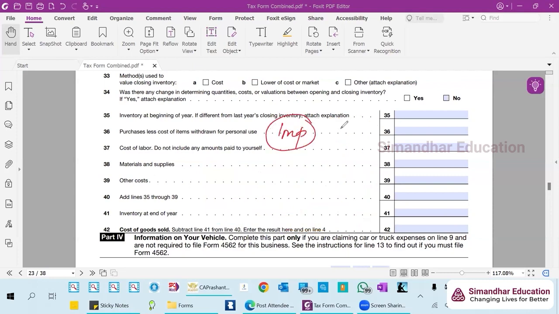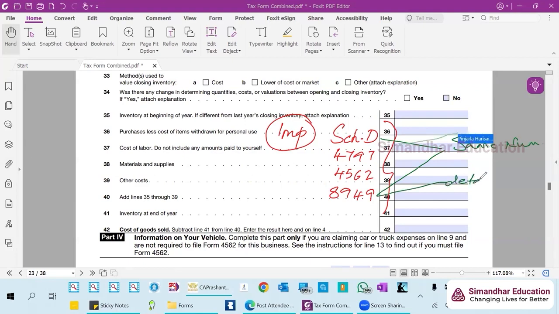But there are a few forms which are really important to understand. One of them is Schedule D, 4797, 4562, 8949. All of these forms go hand in hand. Schedule D and 8949, these both always have the same numbers. 8949 will have detail, and Schedule D will have summary.